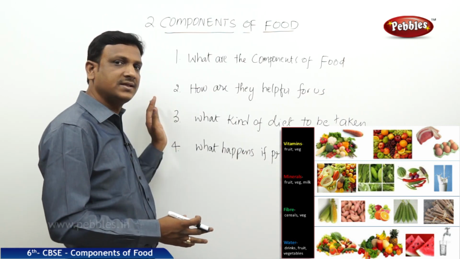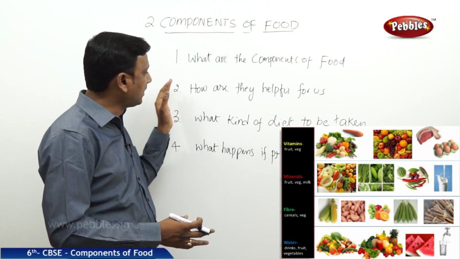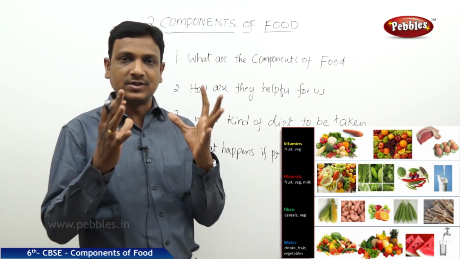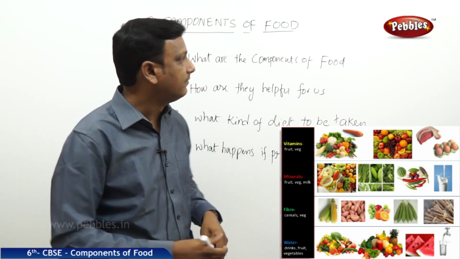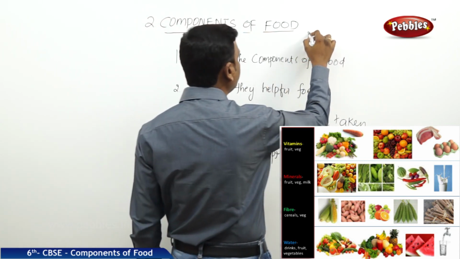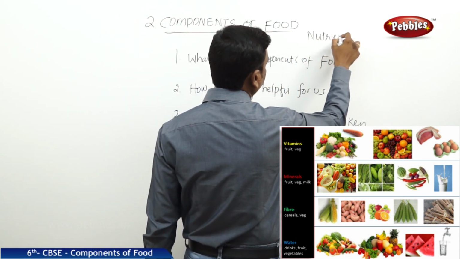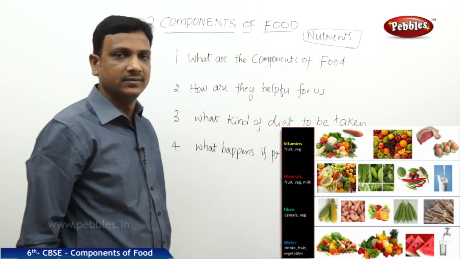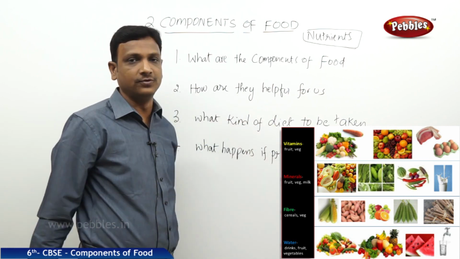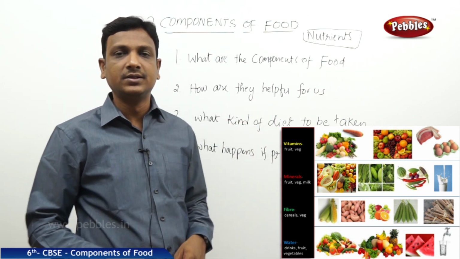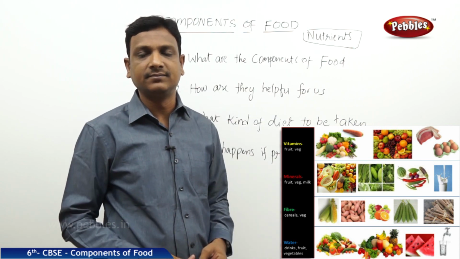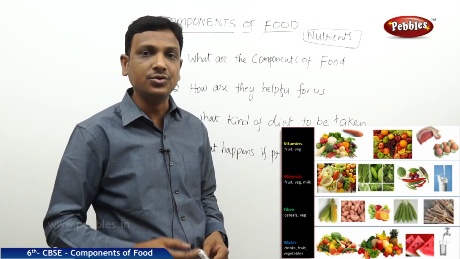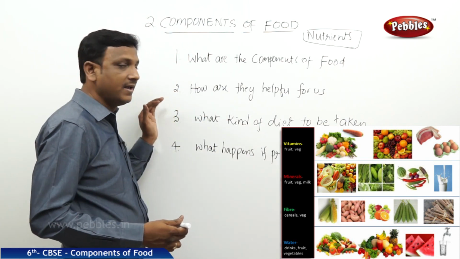The next answer you will get is how they are helpful for us. The food we are eating has got some essential things which we call nutrients. They have different names, we will see. So, how are these nutrients helpful? What is the role of each nutrient? We need to have all the nutrients in a balanced proportion. What are the benefits we get from each and every nutrient we are going to learn in this topic?